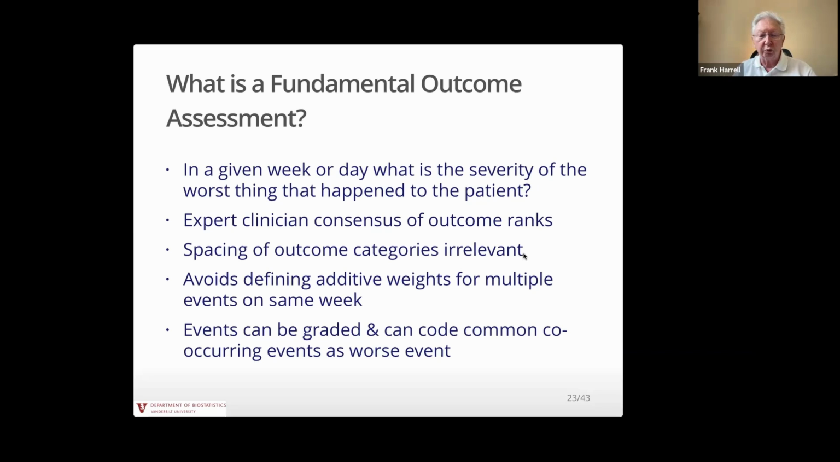So if you say death is worse than the other outcomes, the way that we're going to analyze that makes no assumption about how much worse it is. It's just worse. So this avoids having to define additive weights for multiple events in the same week. It's a hierarchical severity scoring. But you can grade events and you can code common co-occurring events as a worse event. So if somebody had both heart attack and a stroke, you could count that as its own category as worse than either one of those events separately.